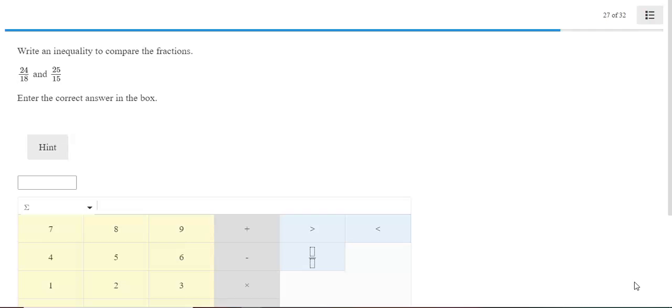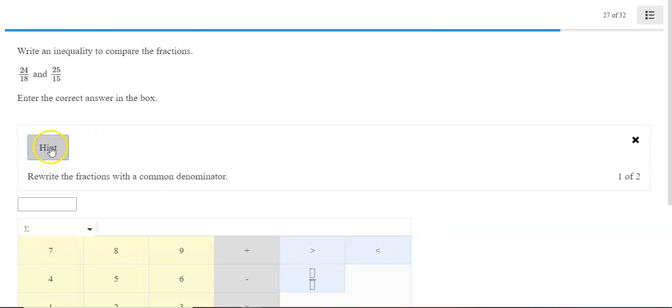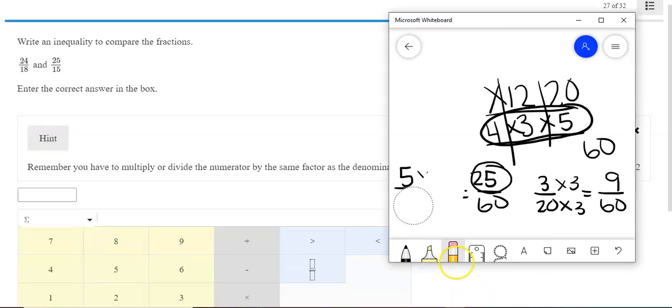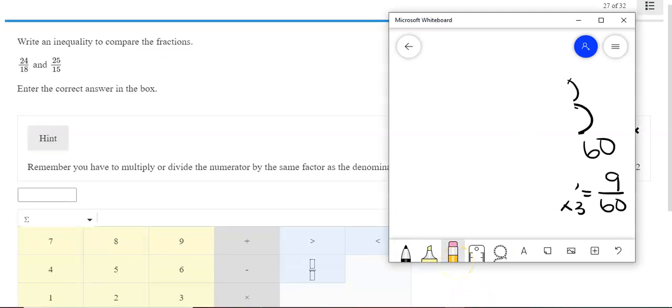We have 24/18 and 25/15. So what they want us to do is rewrite with the common denominator. Remember, you have to multiply or divide the numerator by the same factor as the denominator, and that's what we have been doing. So let's take a look about what we can do here.